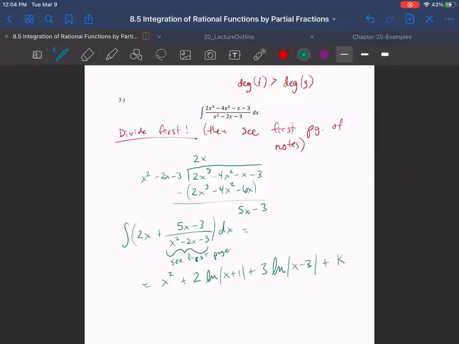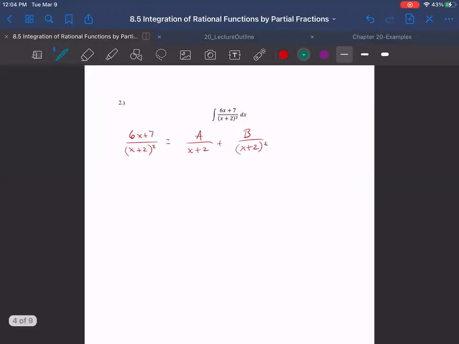All right, so there was the third one. If you want to look through it, we used what was on the first page. All right, let's go back and now, I forgot we didn't do problem number 2.